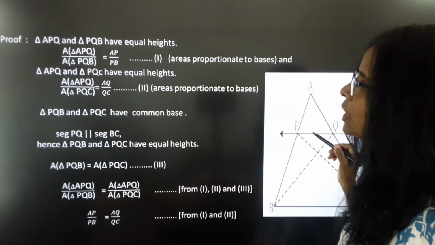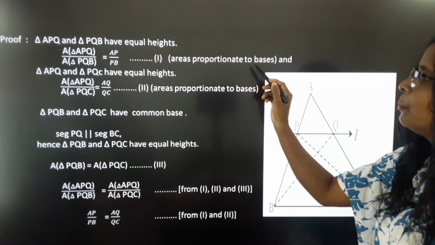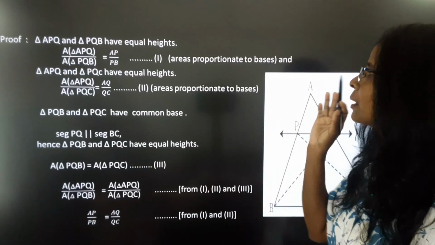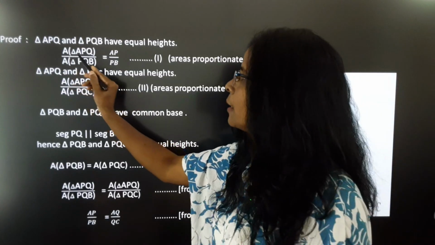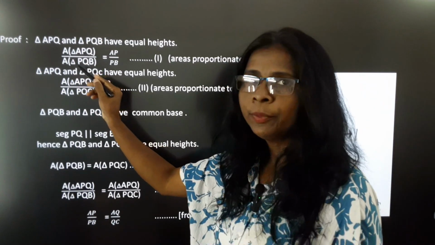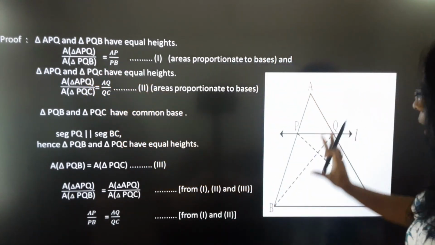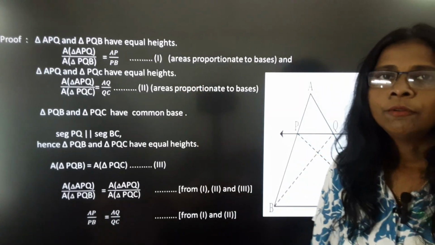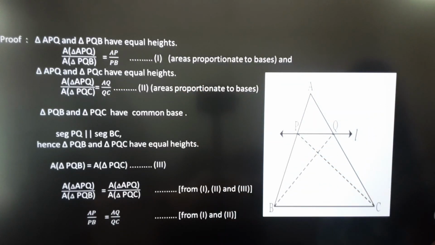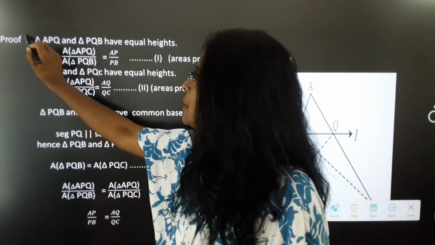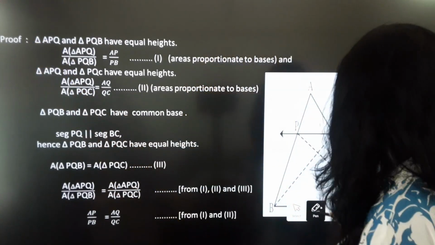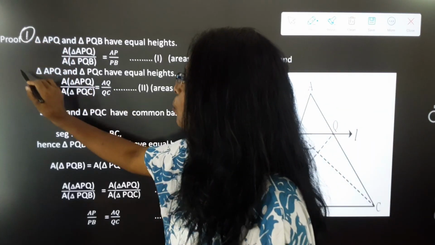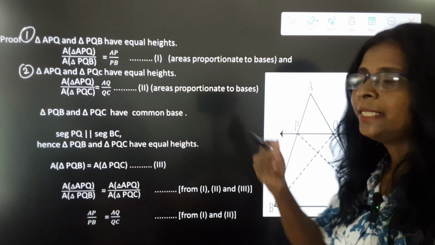Students, that means we can say area is proportional to bases. So area of triangle APQ upon area of triangle PQB is equal to AP upon PB, and call it the first equation. Now this first part is over, students. Now the second part, for our ease only, is the right hand side triangles.